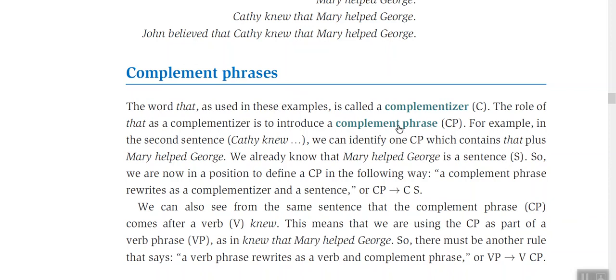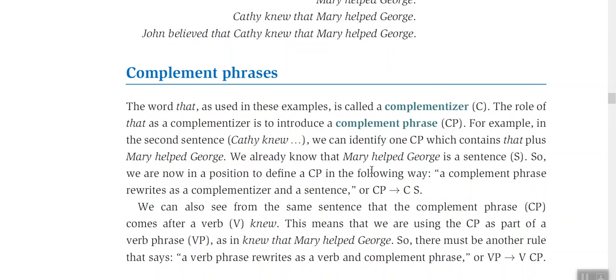C is the symbol for that. So what is C, the complementizer? The role of that as a complementizer is to introduce a complement phrase. What is the role of that? To introduce a complement phrase, which is CP. So CP is a complement phrase. For example, in the second sentence, Cathy knew, we can identify one CP, which contains that plus Mary helped George.